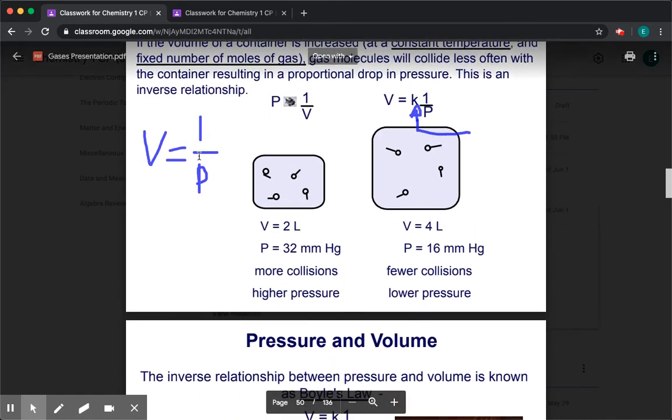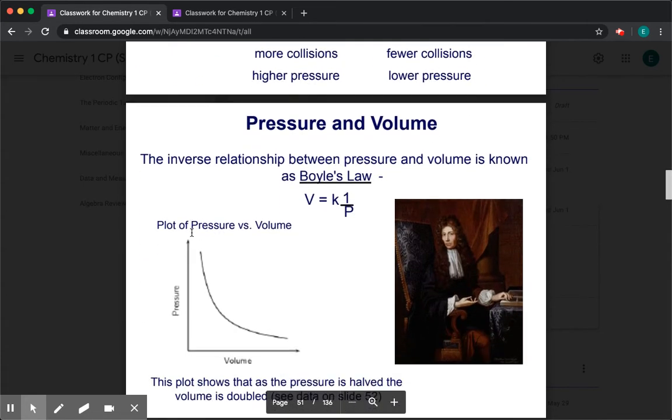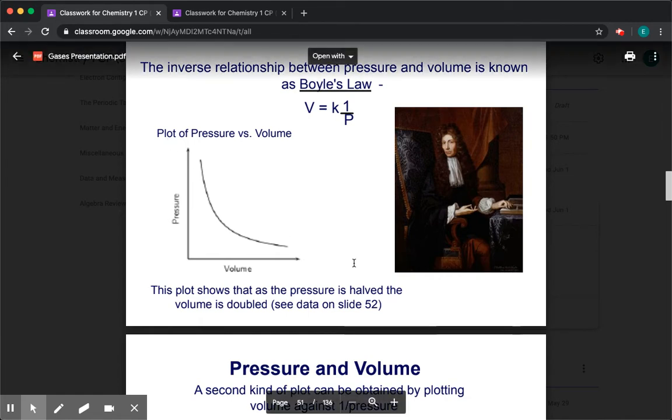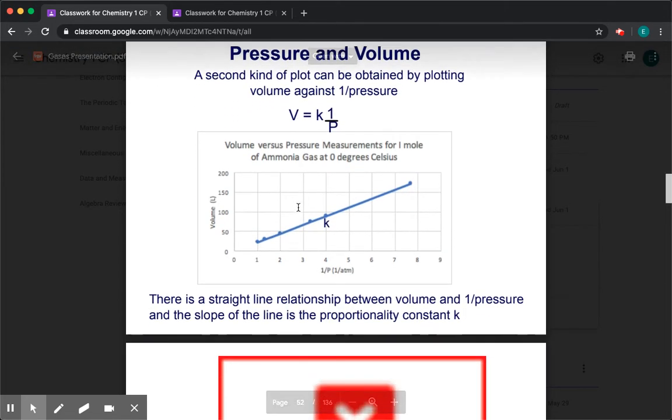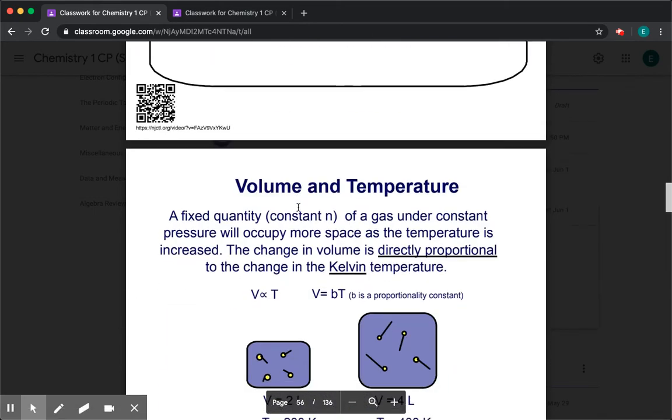What's important is the 1 over P part. As volume goes up, P goes down in order to keep things constant, and vice versa. As one goes up, the other one goes down. That is Boyle's law. You have an inverse relationship. Here they have a little graph for you. As volume decreases, pressure goes up. As volume increases, pressure goes down. That's the relationship between them. That is Boyle's law.